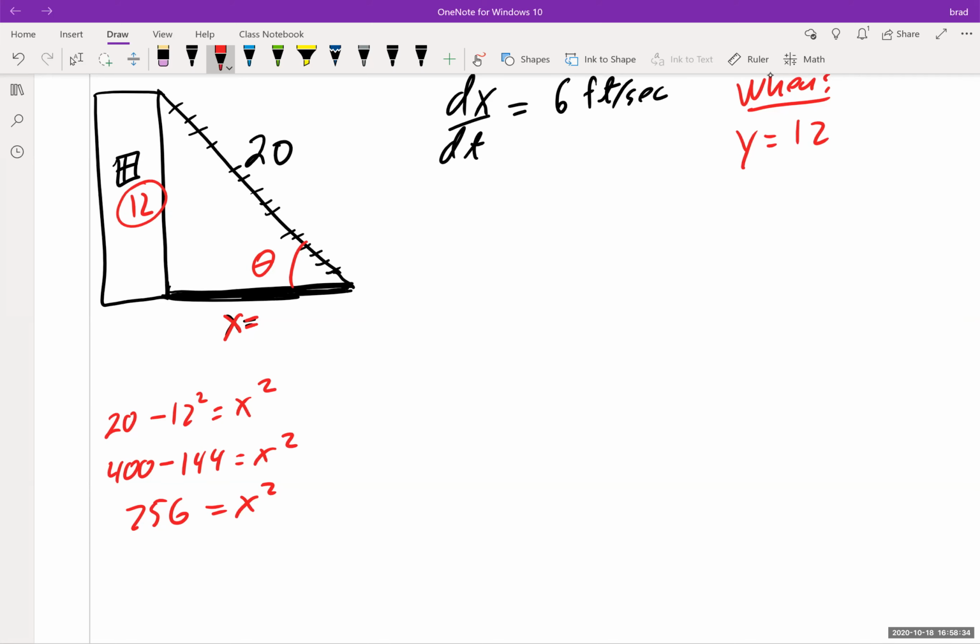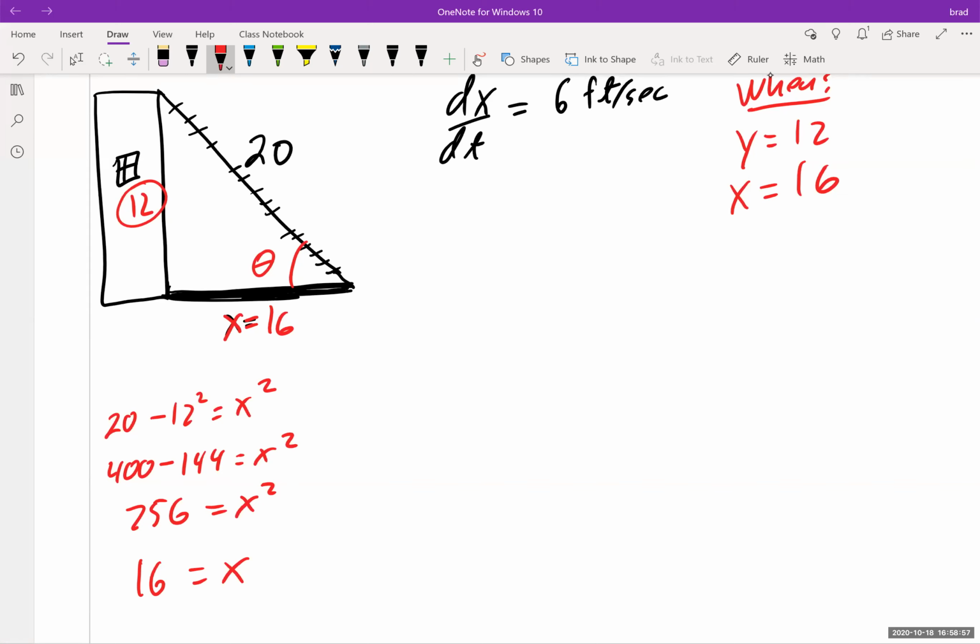Oh, no, so then it's 16 squared. And that's 256. So that means that 16 is equal to x. So we actually know that this is 16 as well. But that is actually "when" information because I used the y equals 12 to find it. So if you had to use y equals 12, which is "when" information, to find another value, that makes that other value "when" information now.